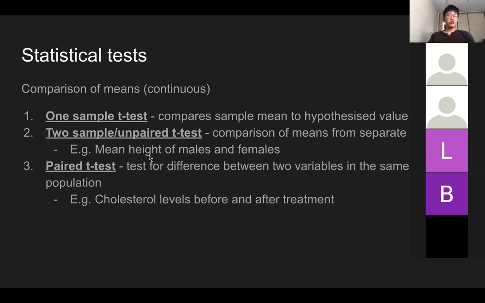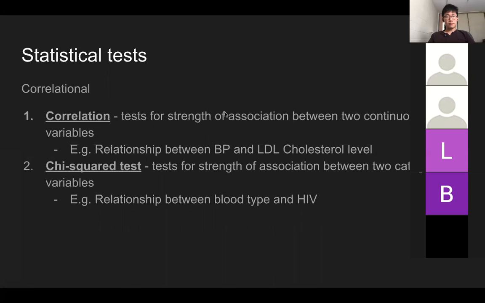These tests are all used for continuous or like continuous data, so they're used for averages and means. You've got your correlational tests. A simple correlation test is just to test the association between two continuous variables. And you've got your chi-square test, which looks at the strength of association between two categorical variables. So this is another important one that they may test you on. Just note that it's two categorical variables, so a relationship between blood type and HIV, something like that.